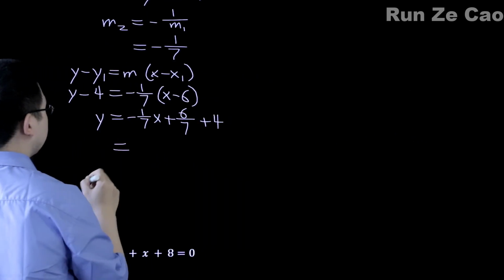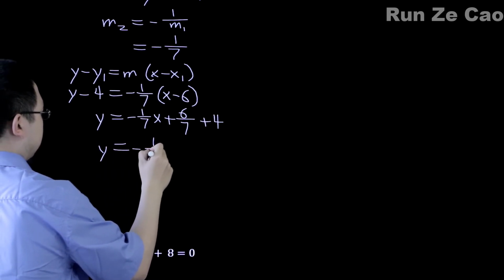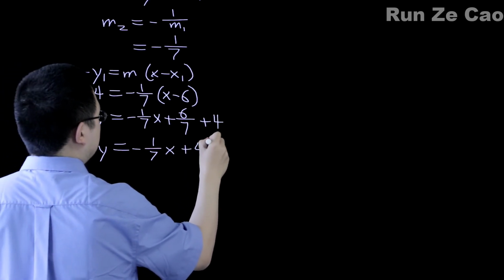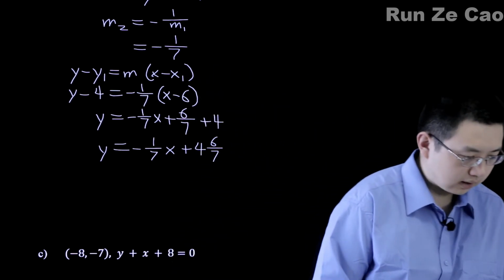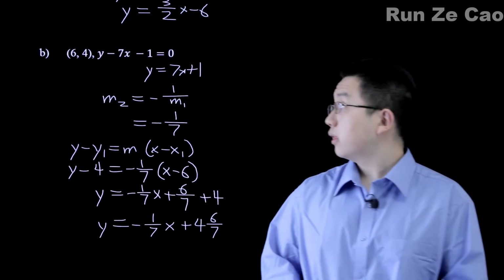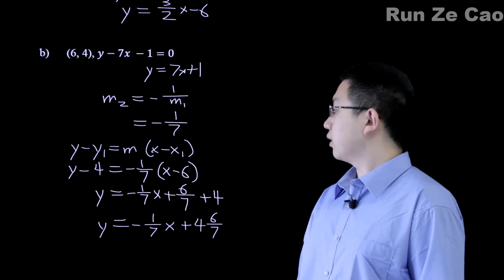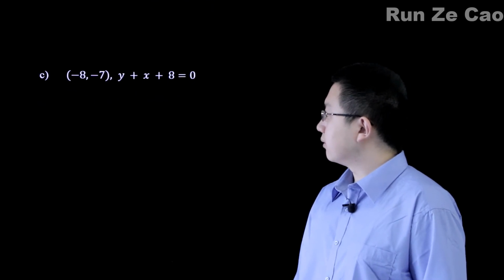Now, we're going to end up with y equals -1/7 x plus 4 6/7. Does this make sense for the numbers we're working with? Well, yes, it passes through this point. And the slope is correct too. Alright, this one.